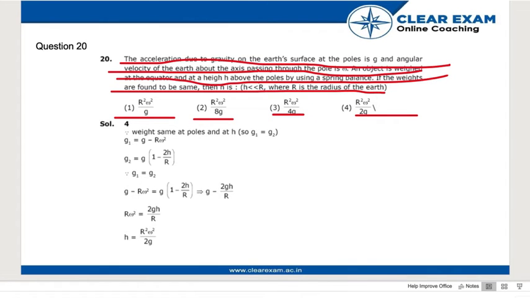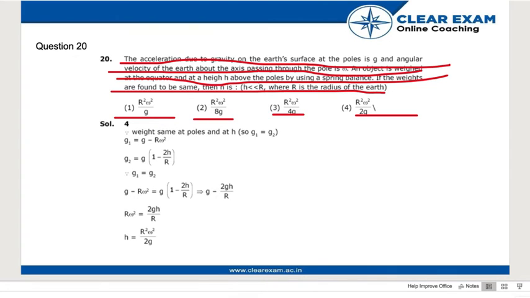Let's look into the solution now. We are given that the gravity on the Earth's surface is g, and we know that if the weight is the same at the equator and at the height h, then g1 is equal to g2. To calculate g1, we will use the formula g minus R omega square, and g2 as g multiplied by 1 minus 2h upon R. Because g1 and g2 are equal, we will equate these two equations.